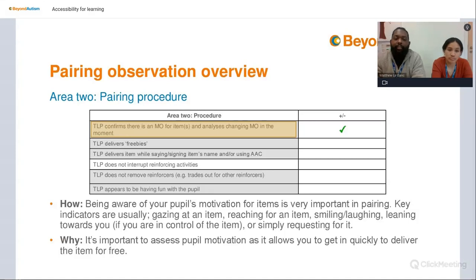Okay, now this is looking at area 2, which is our pairing procedure. So these are skills that we're looking for our TLPs to demonstrate within their pairing sessions. Confirming motivation of the items is very important. So being aware of your learner's motivation for items. Key indicators are usually gazing at items, reaching for the items, smiling. They might even request the items. We essentially want to just give these items out as soon as we see motivation from the learner, so we become associated with a giver rather than a taker.